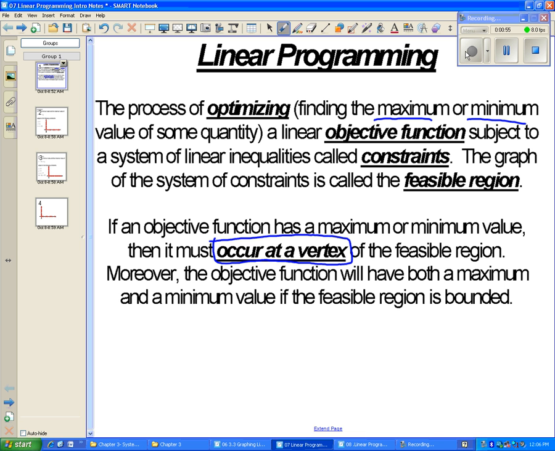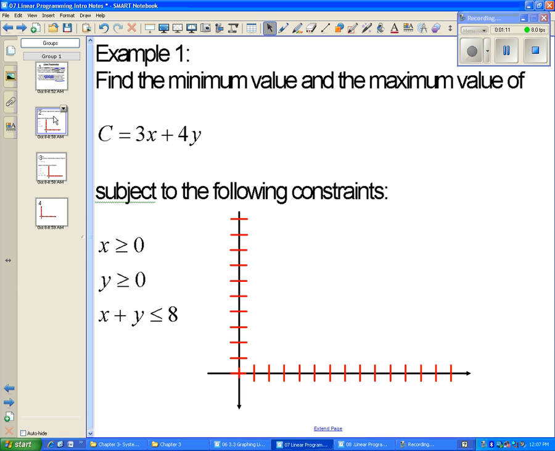Moreover, the objective function will have both the maximum and minimum value if the feasible region is bounded. And if it's not, it may not have a maximum, or it may not have a minimum, or it may not have both. We're going to look at that in our second example. So let's look at our first example. Example 1. These are not in your course pack. You can print out the notes ahead of time. Hopefully you did that by now.